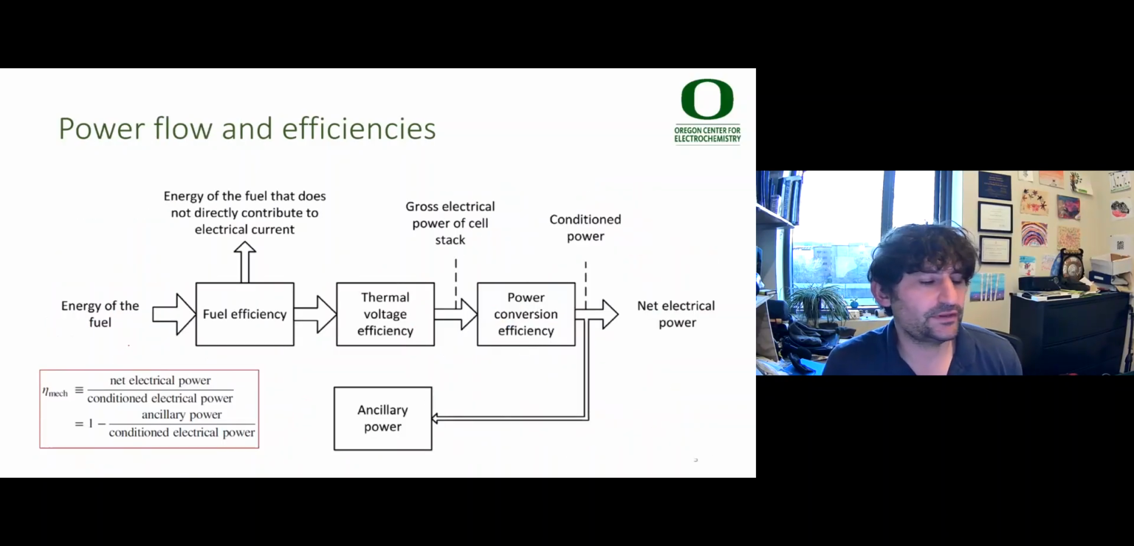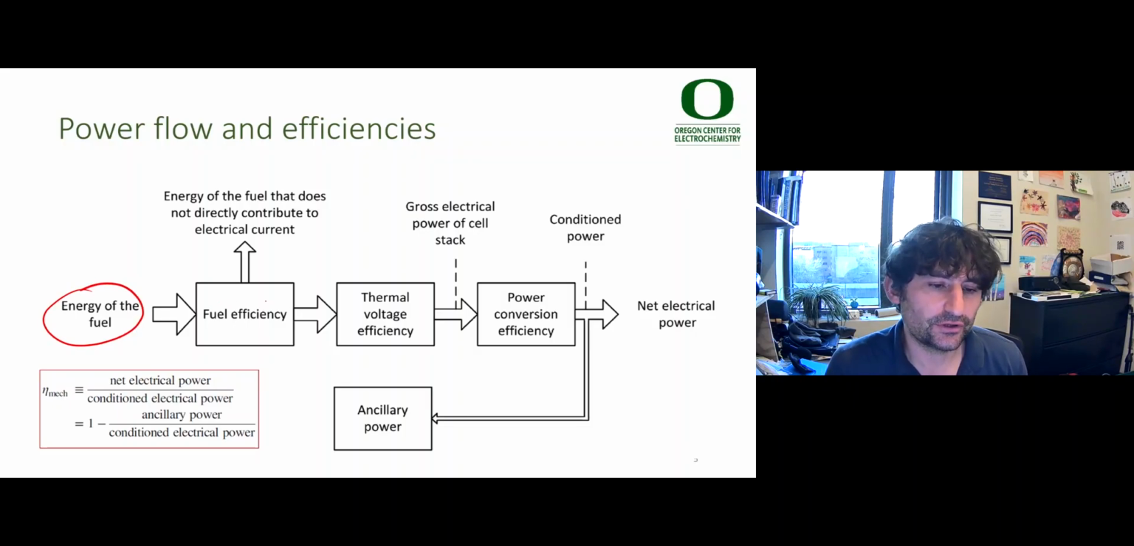So you can think about the energy flow as follows. You have your energy from the fuel, intrinsic to the fuel due to the delta G or delta H of the oxidation reaction of the fuel. You have the fuel efficiency, which is governed by the fuel cell and the current you're running at. And of course you lose some fraction of that energy, and this is represented by this loss here.